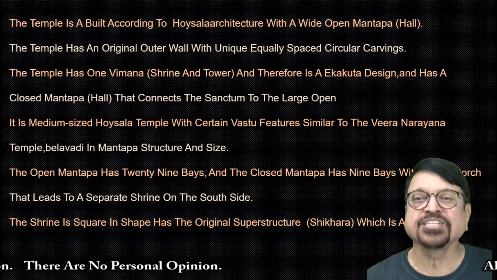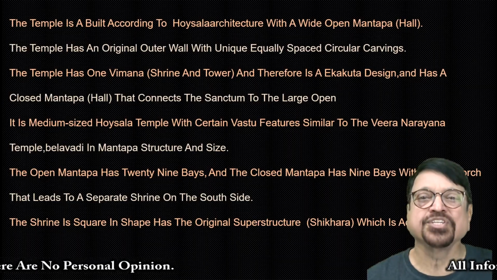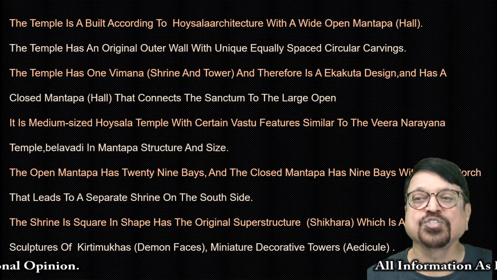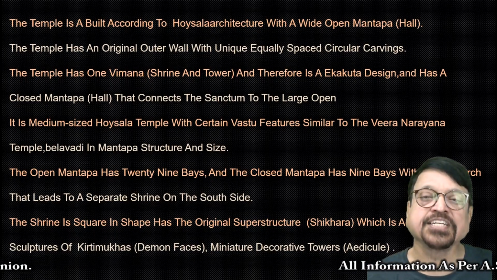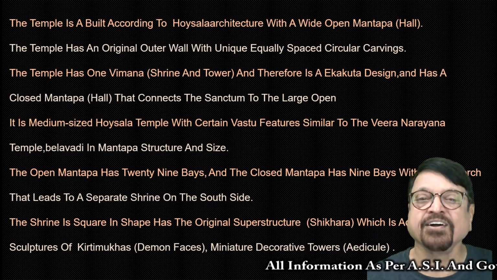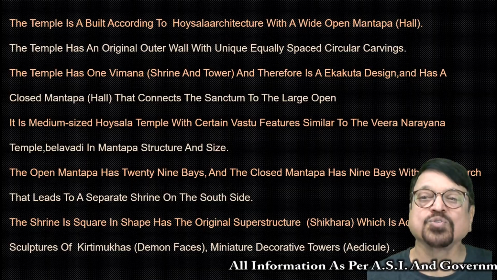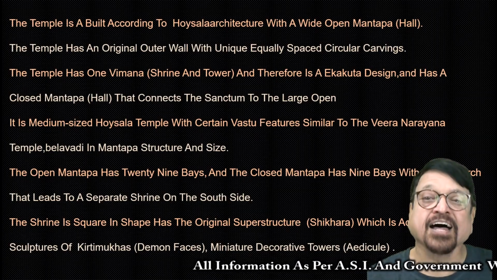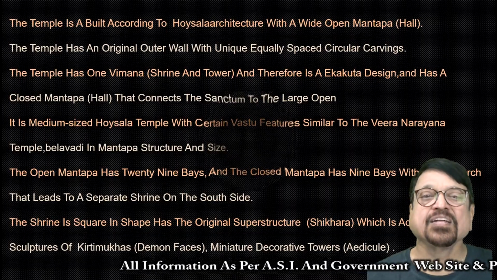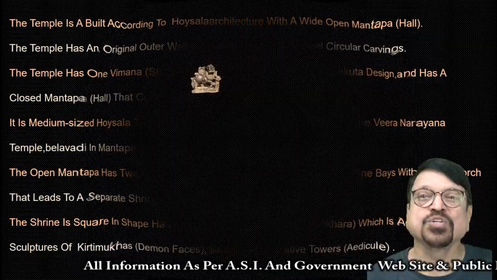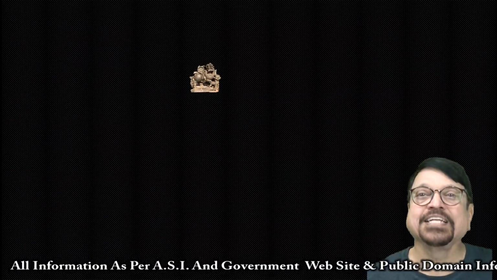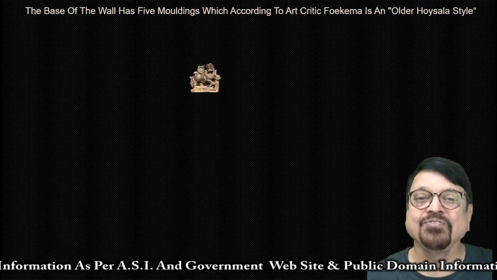The shrine is square in shape and originally had a superstructure shikhara, which is adorned with the sculptures of Kirtimukhas, which are considered auspicious right from the earlier days of the Chalukyas, and that also followed till last. Then miniature decorative towers are also there, and they add to the beauty.